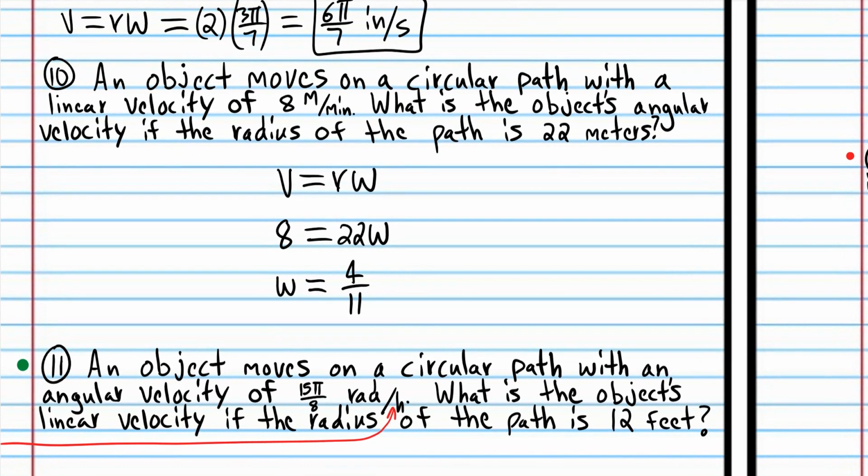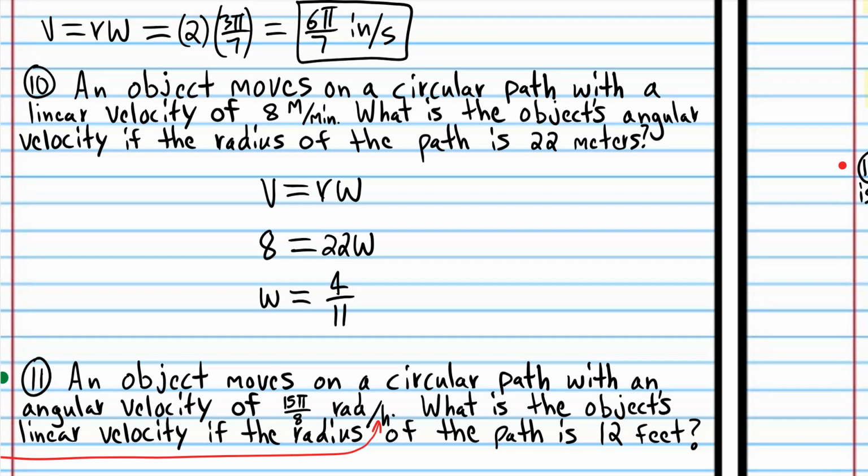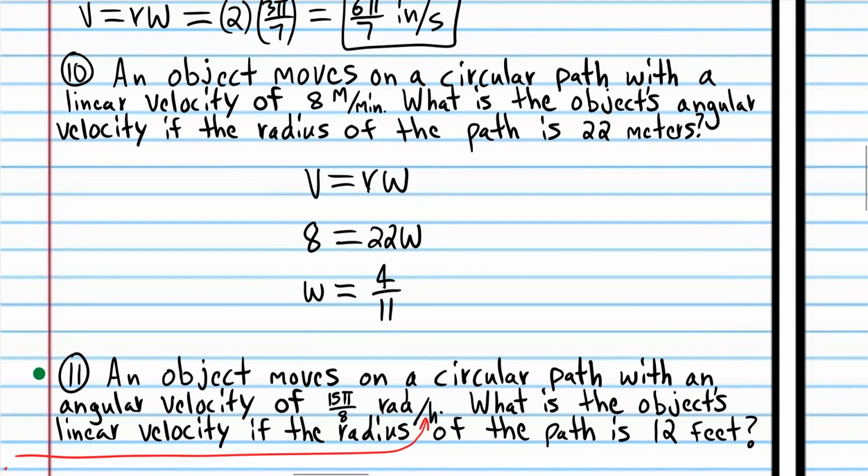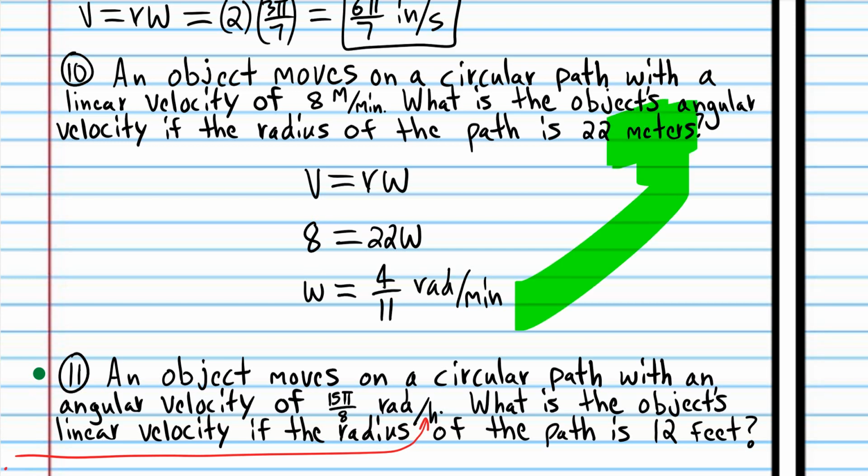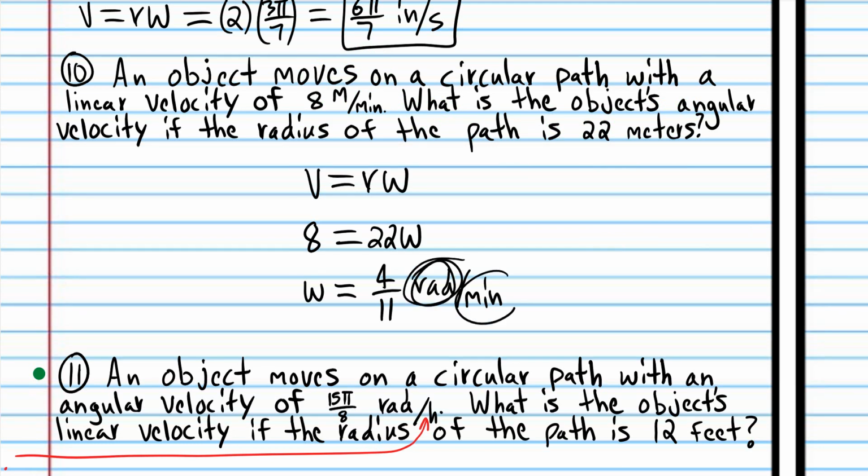So we have 4 over 11, and this is angular velocity. Again, remember, we only use radians when doing these problems, so we can say radians per minute. Now, how did I know per minute? Because it says the linear velocity is 8 meters per minute. But what happened to the meters? The meters just disappeared. That's because there is no length in angular velocity. There's only an angle measure and a time.